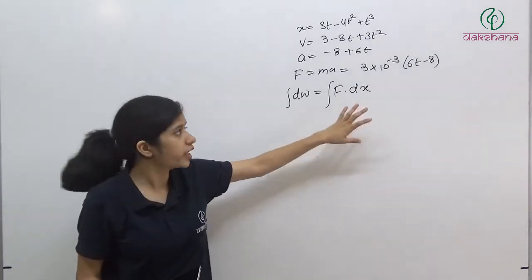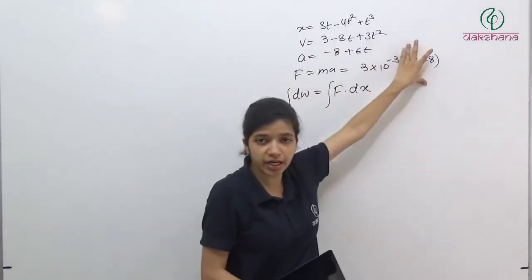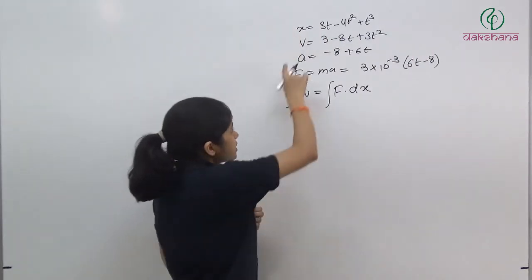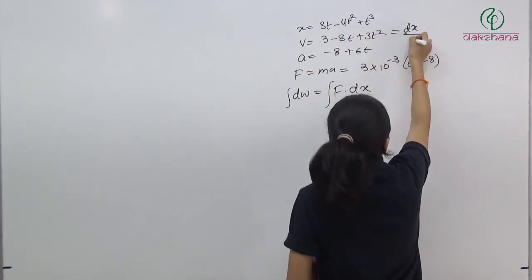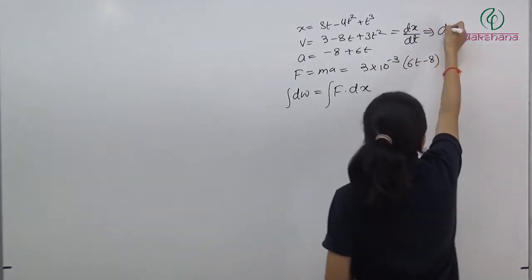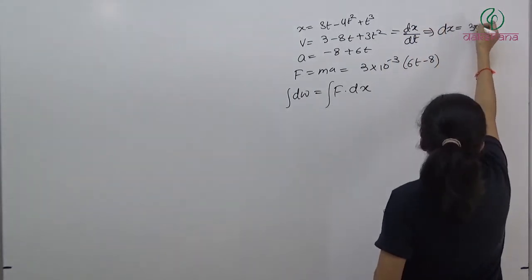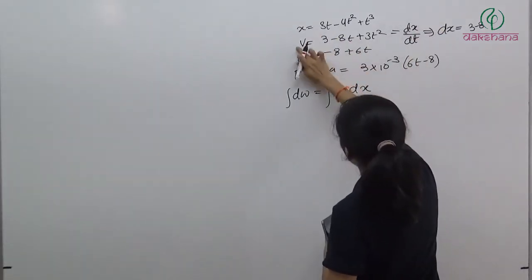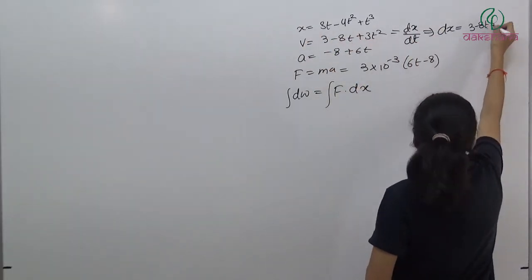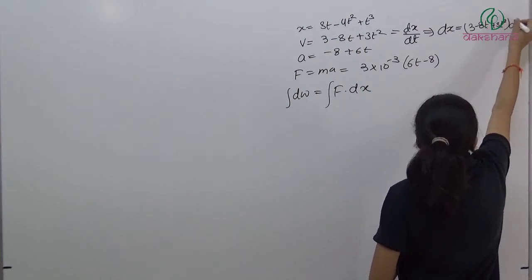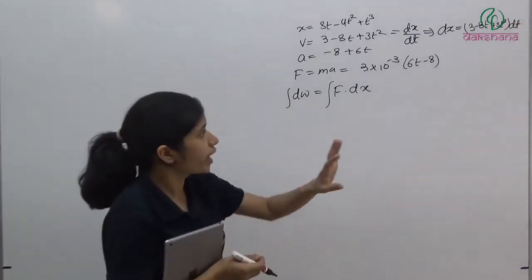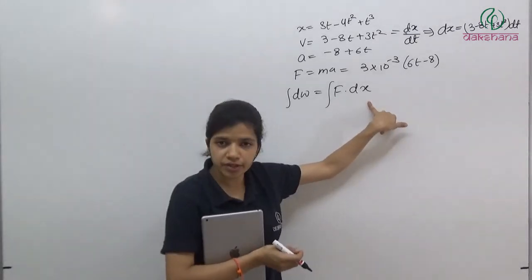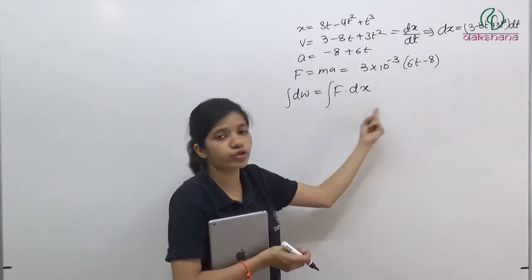What is dx? We have a force which is time dependent and we have position which is also time dependent, but this can be written as dx by dt. So from here I can write dx is equal to v dt, right? dx is equal to v dt, that is, 3 minus 8t plus 3t square into dt. So now we have force in terms of time and dx in terms of time. Now we'll do force dot dx.